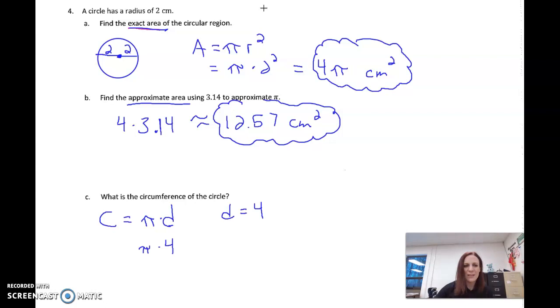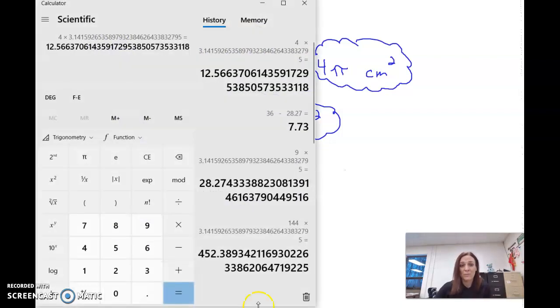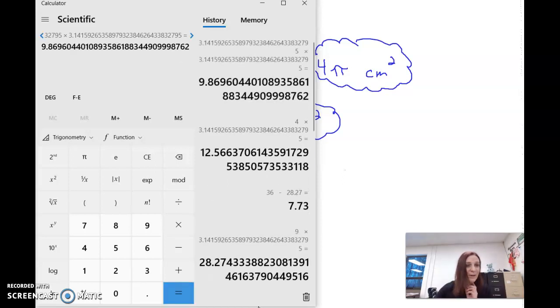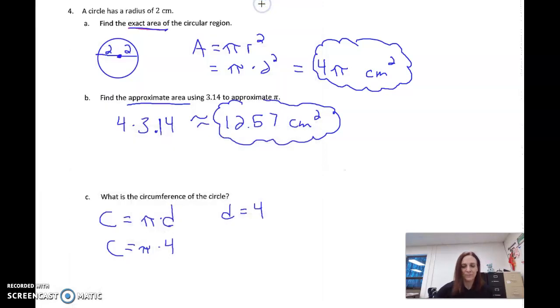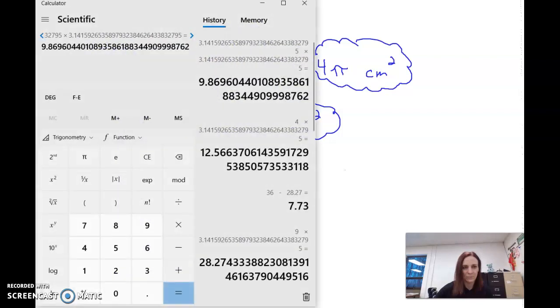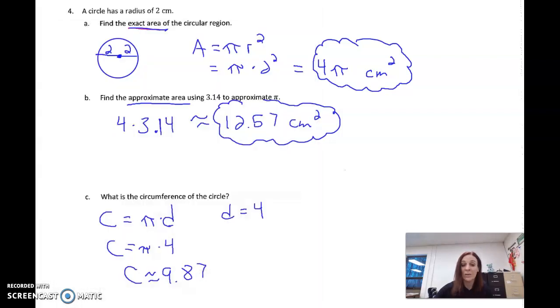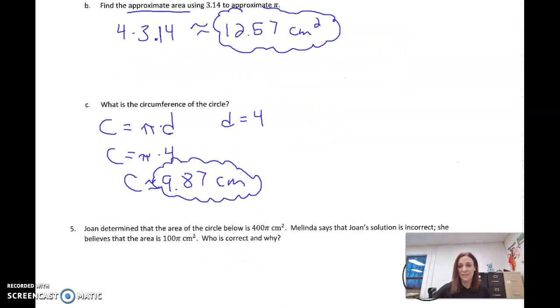So even though it seems like we don't have enough information, use what you know. Write down your formulas and try to figure it out. Okay, so basically this is 4 times pi, and we get about 12.57, I'll say. Now, circumference is the distance around the outside. It's our perimeter. So that one is not in square measures. That is just in centimeters.